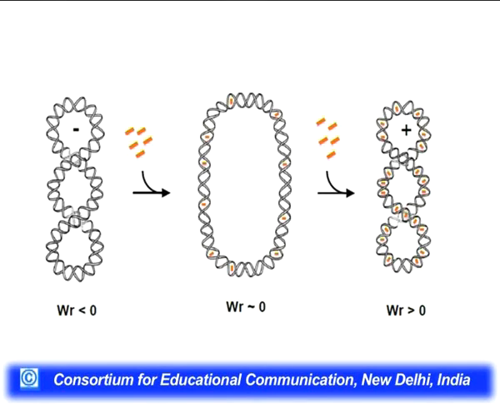So ethidium. You can see here that there is a writhe which is 0 in a relaxed state, and if you add the ethidium ions, then it can go from a negative supercoil to a relaxed state, and if you still add more ethidium ions, then it can go to a positive supercoil also. So these intercalators can introduce or relax a negative supercoil.